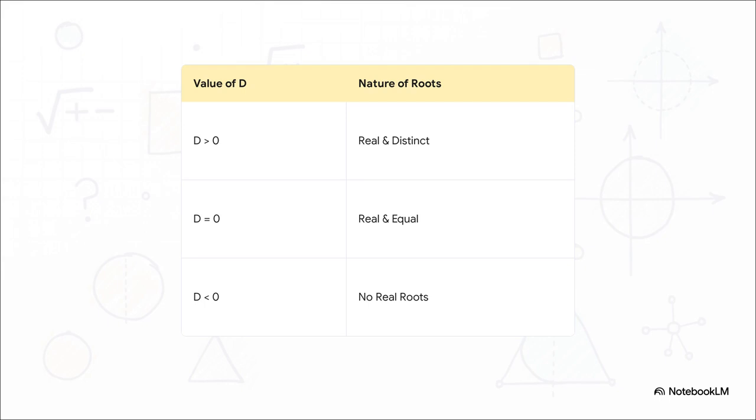If your discriminant, your d, is greater than 0, meaning it's a positive number, your equation is guaranteed to have 2 real, completely different roots. If d is exactly 0, well, the equation will still have 2 real roots, but they're going to be identical.